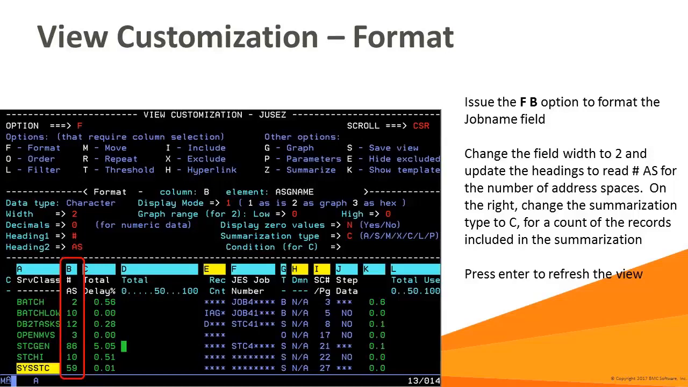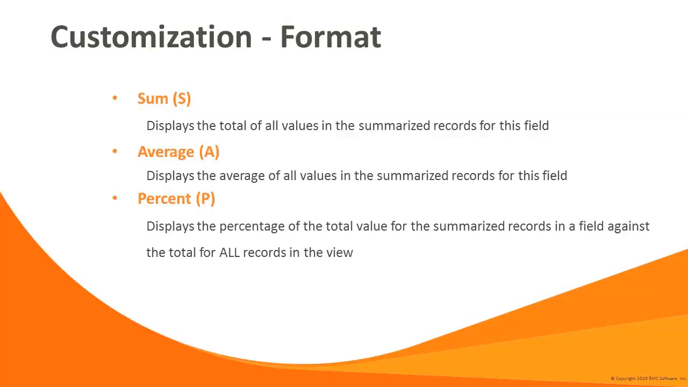Once we've completed all desired customization to a view, press PF3 to exit the customization dialog, and you'll be prompted to save the view and provide a name. Regardless of whether you save the view or not, the view currently displayed will continue to show the customization until the view is redisplayed. This is a good time to discuss the various summarization types found in the View Customization Format option.